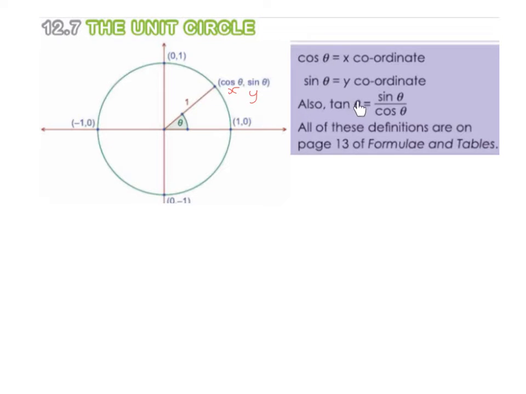So tan of theta is going to be sine of theta divided by cos of theta. Now, this definition is given in the formula book, and it's on page 13. So tan of theta is given by sine of theta divided by cos of theta. So sine of theta is basically your y coordinate divided by cos of theta, so basically your x coordinate.